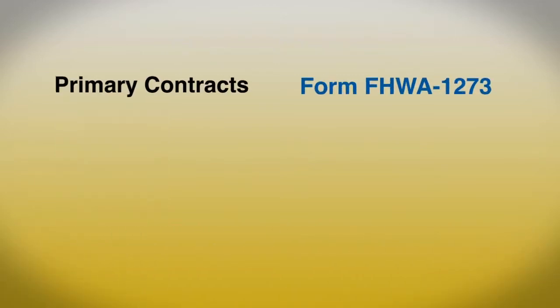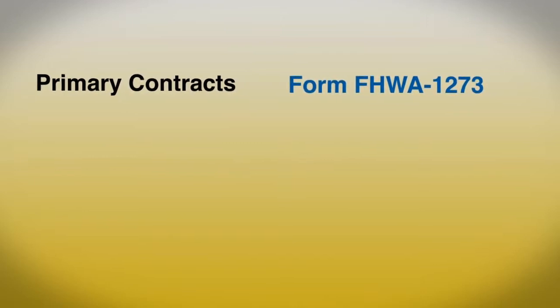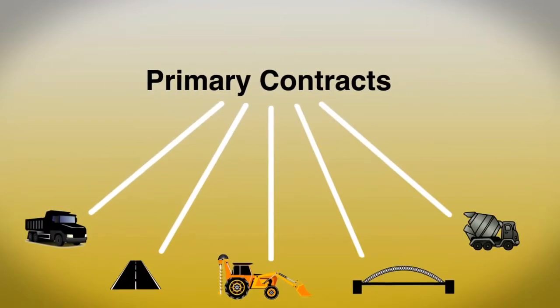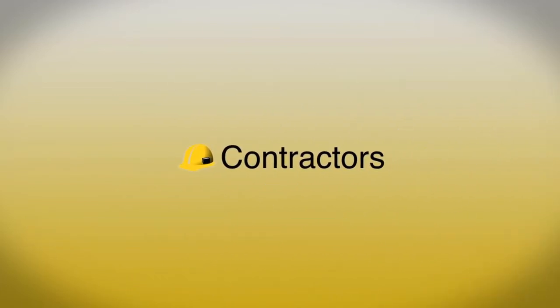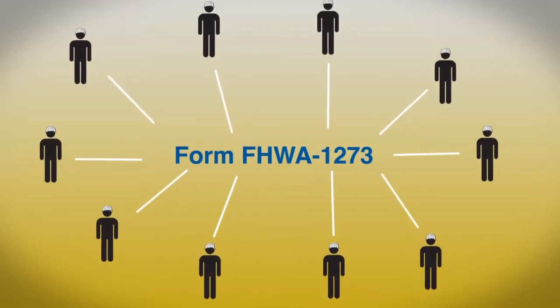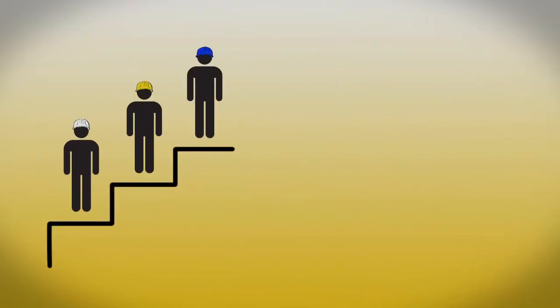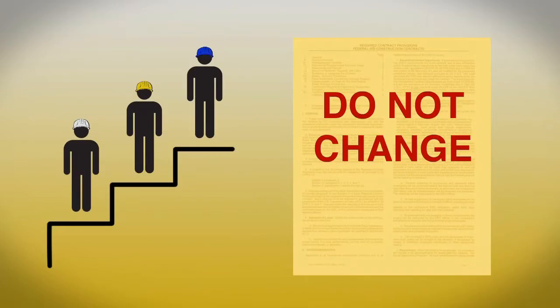You, the local public agency, should make sure that Form 1273 is included in your primary contracts for your construction projects. Also ensure that your contractors are aware that if they subcontract any portion of the work out, Form 1273 is to be included in those contracts as well. This form must be incorporated at all levels of the contracting process and cannot be changed in any way.